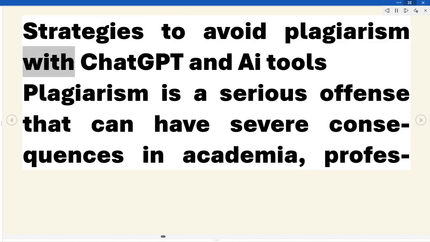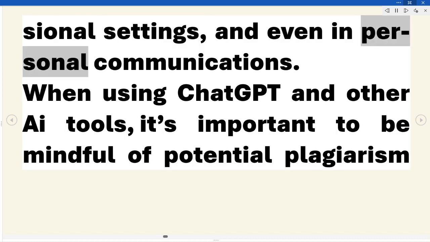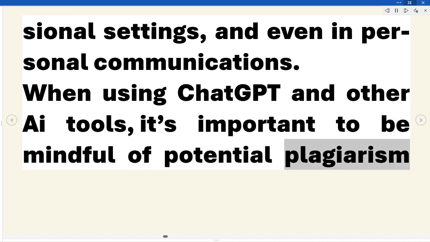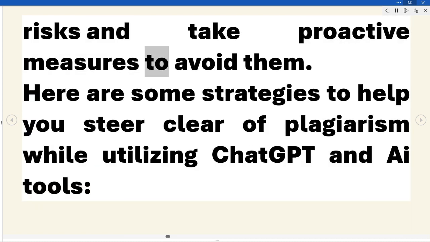Strategies to avoid plagiarism with ChatGPT and Ai tools. Plagiarism is a serious offense that can have severe consequences in academia, professional settings, and even in personal communications. When using ChatGPT and other Ai tools, it's important to be mindful of potential plagiarism risks and take proactive measures to avoid them. Here are some strategies to help you steer clear of plagiarism while utilizing ChatGPT and Ai tools.